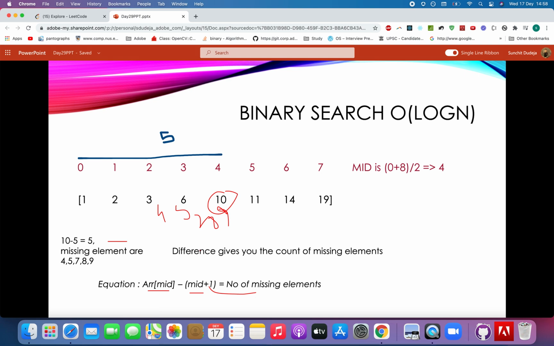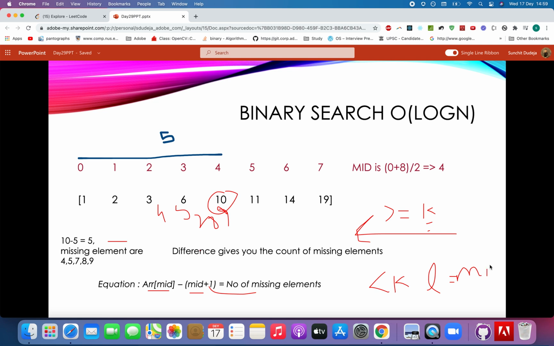And let's apply this algorithm to binary search. What are we going to do? If the number of missing elements is greater than or equal to k, we reduce our right pointer and move towards the left index, because there are more missing elements in the input subset that we have chosen. Similarly, if the number of missing elements that we calculated is less than k, that means the answer lies somewhere on the right side of it, and we'll increment the left value to mid plus 1.